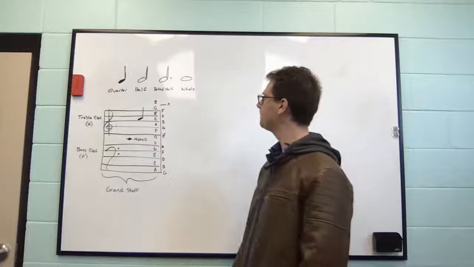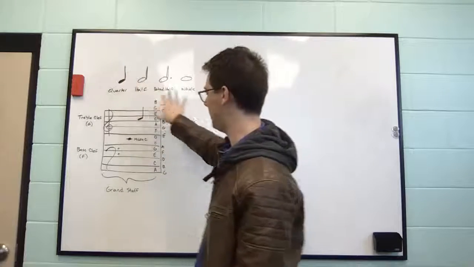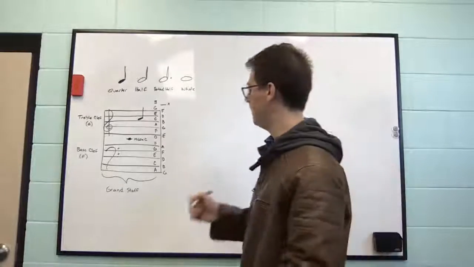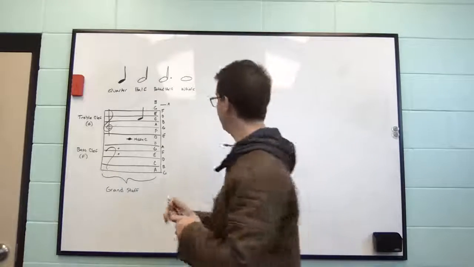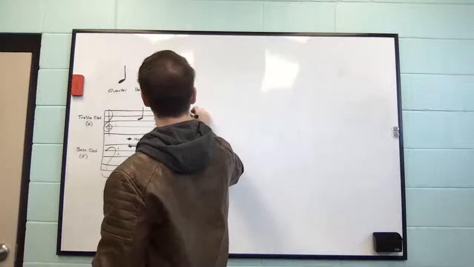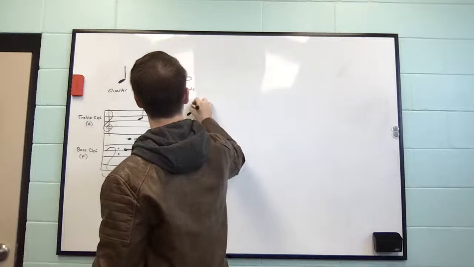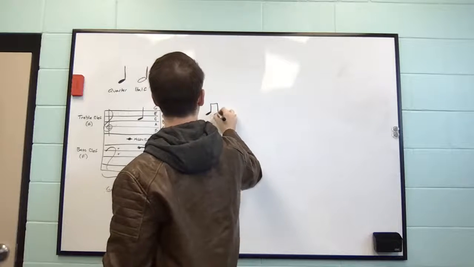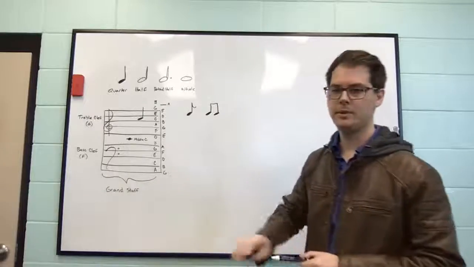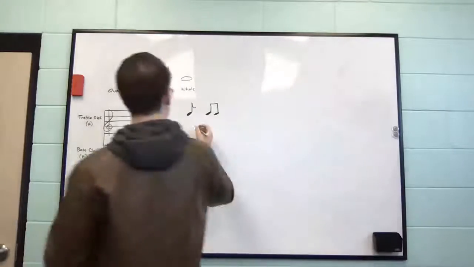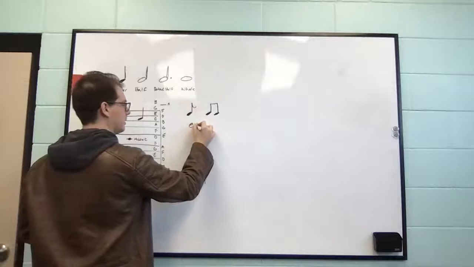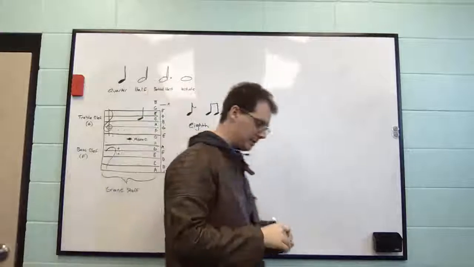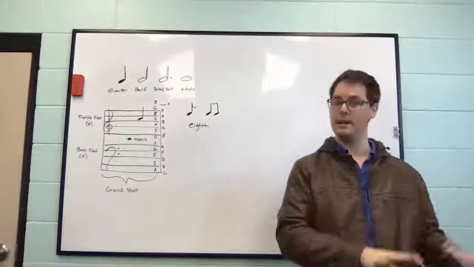Okay? So we have our notation up here. We're going to go into a few more notes that are pretty common that we would see. These notes are played a little bit quicker than any of these. Okay, so we have these notes here. They're called eighth notes. So eighth notes are worth less than a beat.